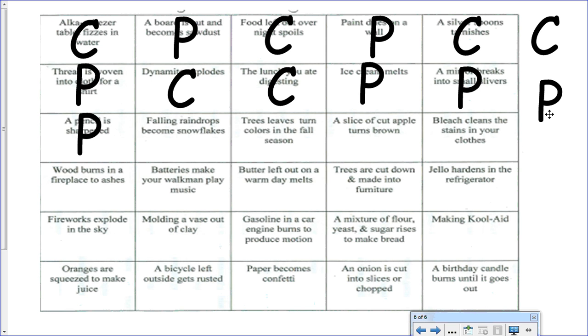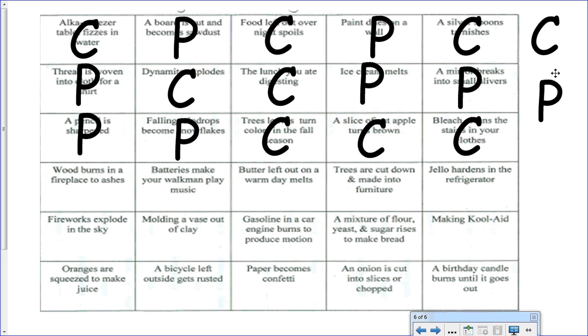Raindrops becoming snowflakes is just changing the state of matter, so it is physical. Trees' leaves turn colors in the fall. That is a chemical change. A slice of cut apple turns brown. That is a chemical change. Bleach cleans the stains in your clothes. Bleach is a chemical, it creates a chemical change.